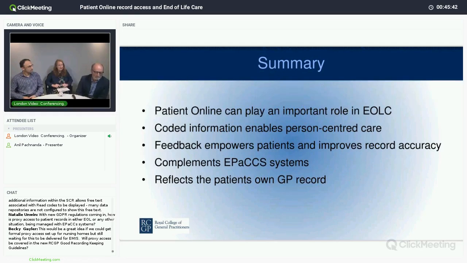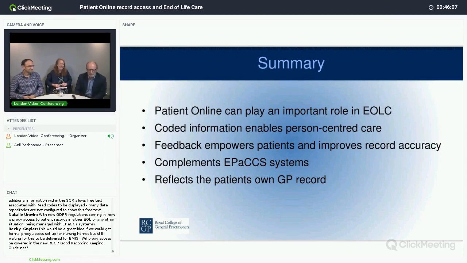Okay, there's a couple of technical questions here. With new GDPR regulations coming in, how is proxy access to patient records in either end-of-life care or any other situation being managed with EPaCCS systems? I could talk about Patient Online to start off with.